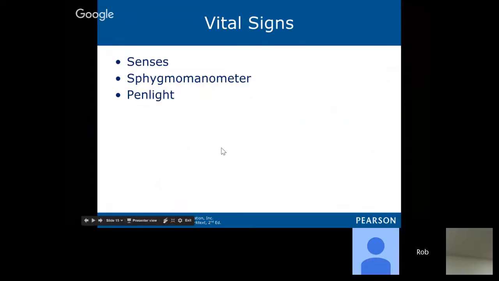So your senses, you're going to feel for a pulse, right? You're going to feel for equal expansion and excursion of respirations. A sphygmomanometer, a blood pressure cuff. You're going to take a blood pressure. And the pen light, you're going to check for pupils and the response of the pupils, right? So you guys probably check some pupils every once in a while, don't you? Oh, yeah. And so let's talk about pupils a little bit, because it's all kinds of fun.